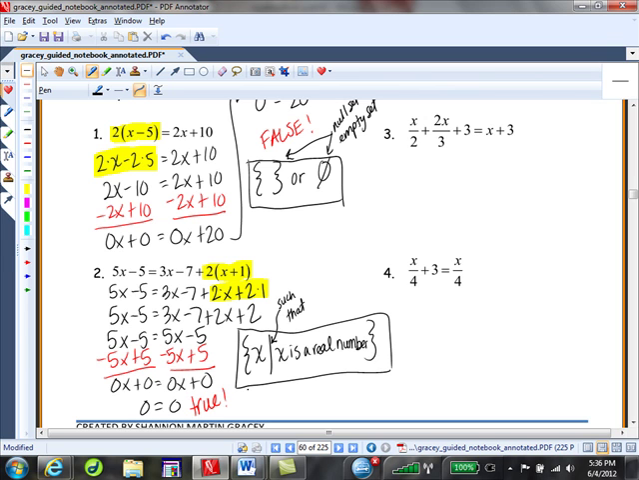So let's look at number 3. I would go ahead and subtract 3 from both sides to make this a little bit easier. And we'll get x over 2 plus 2x over 3 plus 0 is equal to x plus 0. X over 2 plus 2x over 3 equals x. Now, in order to clear these fractions, we need to multiply both sides of the equation by 6.